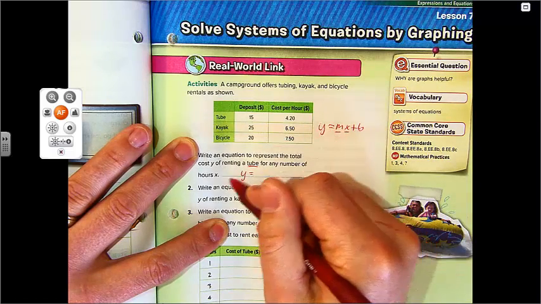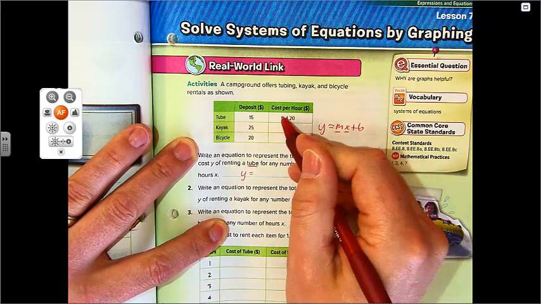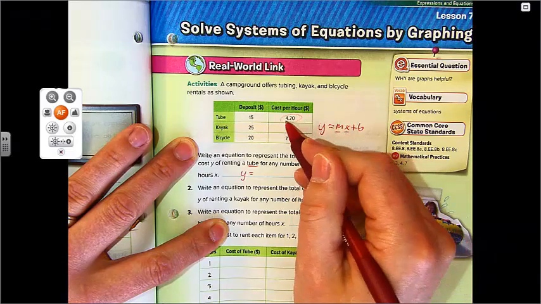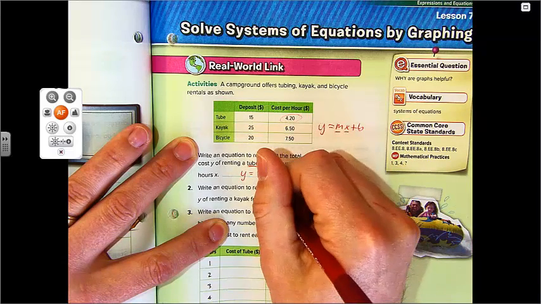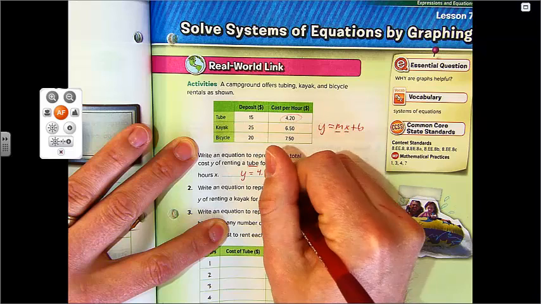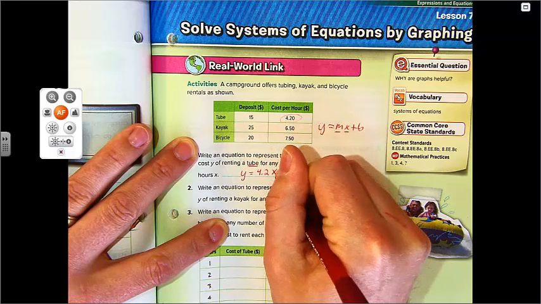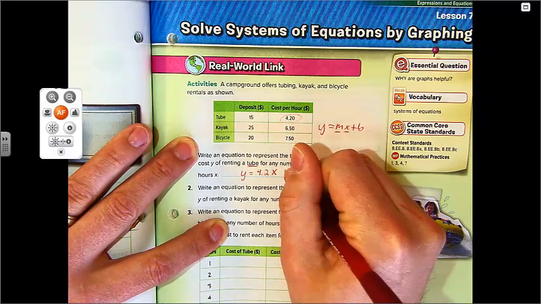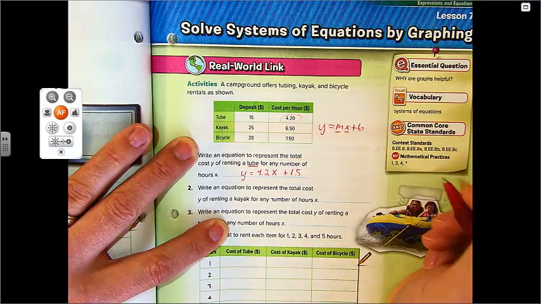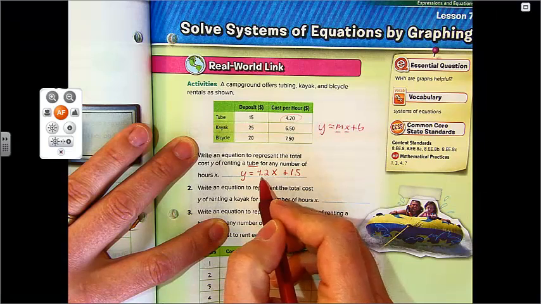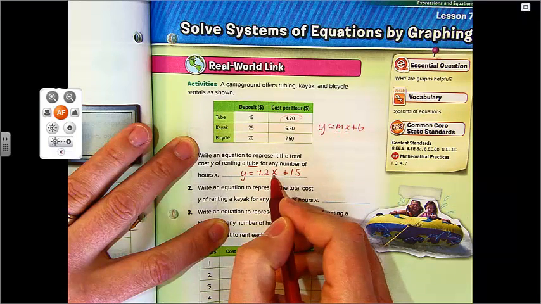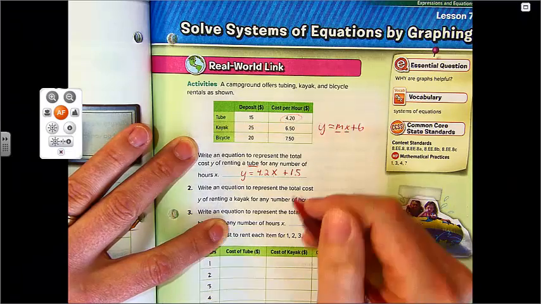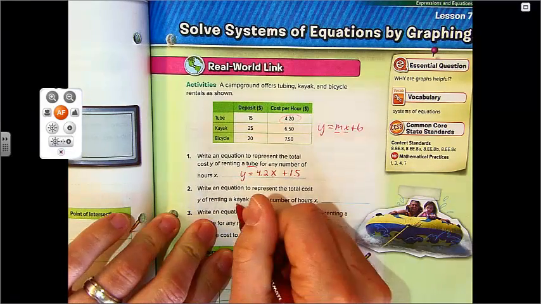So I look here at the tube. The part that's going to change, or that's going to depend and be multiplied with something else, is the $4.20. So my slope is 4.2 times x. X is going to be the number of hours, plus $15. Okay, so that's my equation for tubes. $4.20 an hour times the number of hours plus the guaranteed $15 deposit. Okay. Then number 2, it wants me to write one for the kayak.